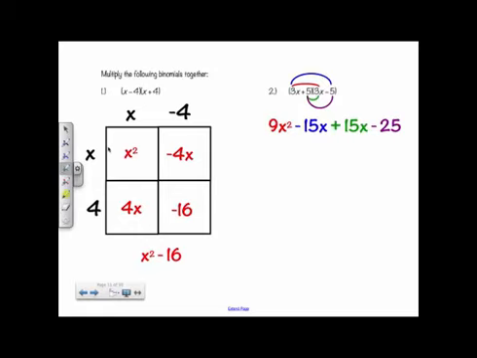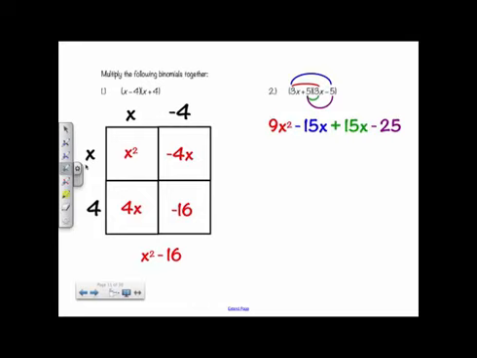All right, so when you go through and you distribute your values here for your two binomials, you'll end up getting 9x squared minus 15x plus 15x minus 25. Now, please double check this because a very common mistake is that people will think this is 3x squared and not 9x squared. So be 100% sure that you said that this was 9x squared.